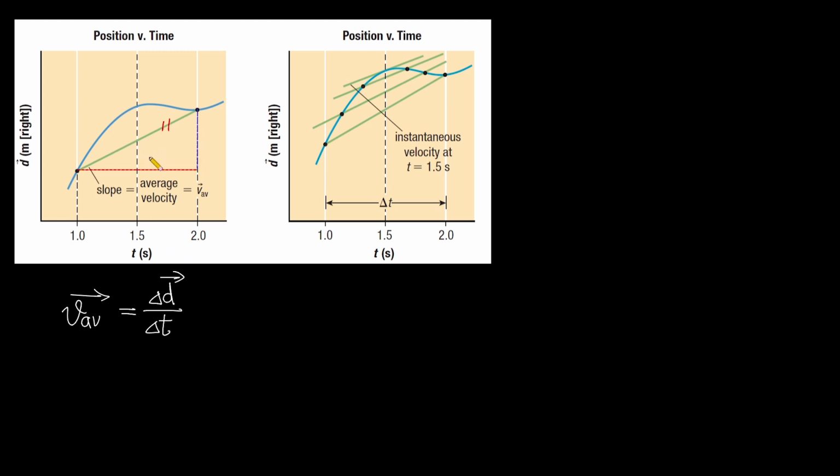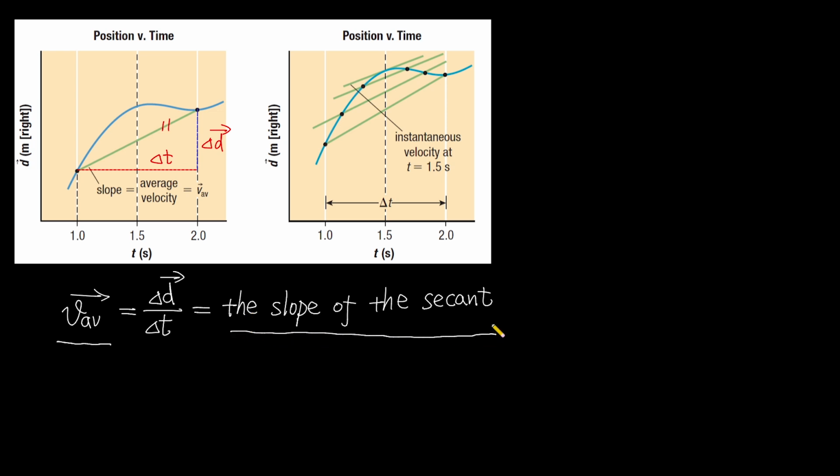And look at the graph. The red line is just delta t, and the blue line is just the displacement delta d. From the graph, we know that delta d divided by delta t equals the slope of the secant. So the average velocity in a time interval equals the slope of the secant of that time interval.